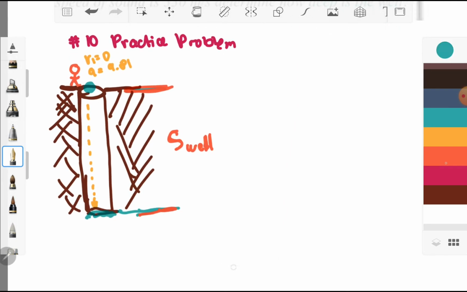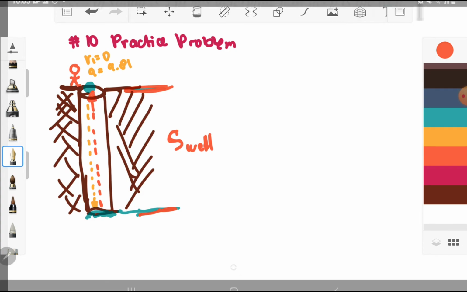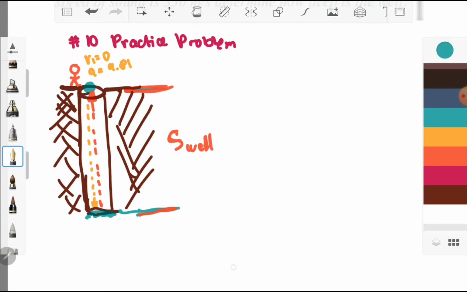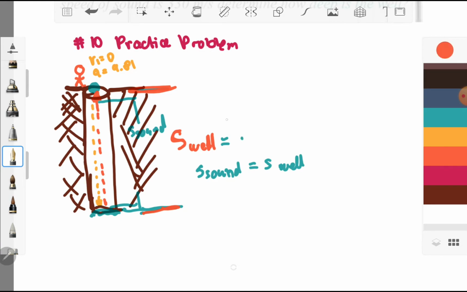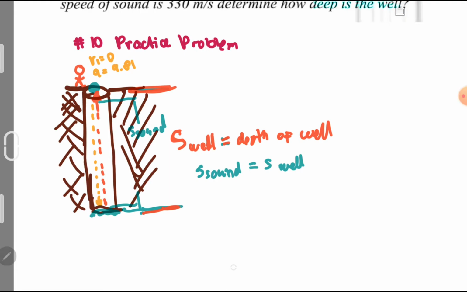So after he dropped that, the sound bounces back to the man, which is basically, let's say this will be your S sound. But based on the diagram, we will see that the distance traveled, or the displacement of the sound, is equal to the displacement of the well or the depth of the well. They are the same. So S sound is equal to S well, the depth of the well.